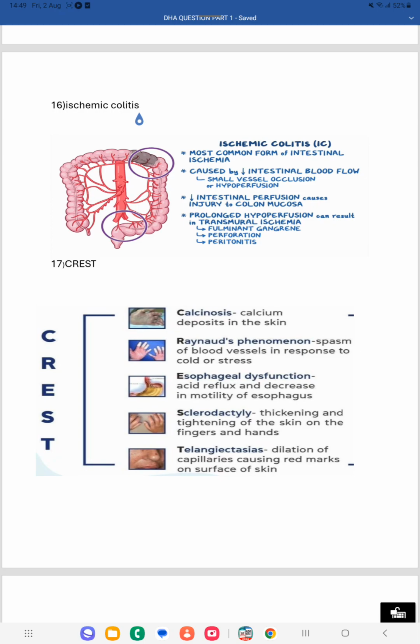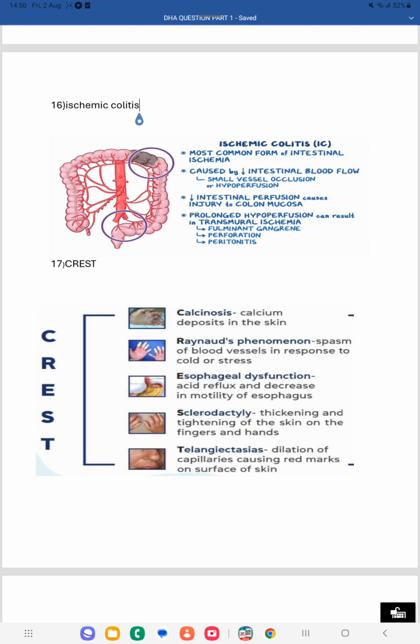So, next question they were asking regarding ischemic colitis. Ischemic colitis means ischemia, blood circulation has become reduced in the colon area. Due to the blood circulation reduction, tissue damage will be happening, and as a part of that an inflammation is happening in the colon, that is called ischemic colitis.